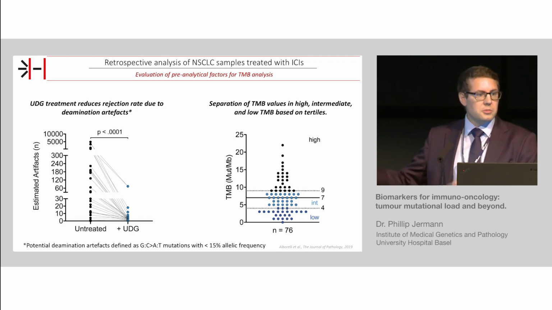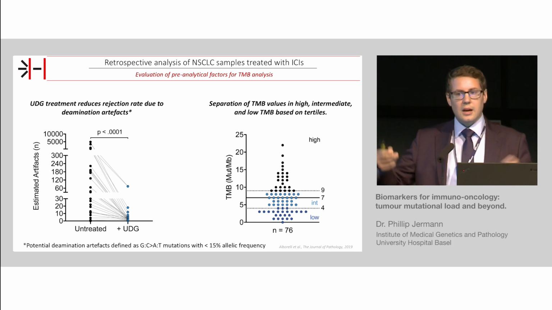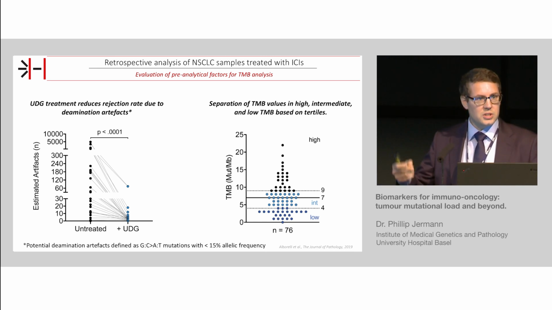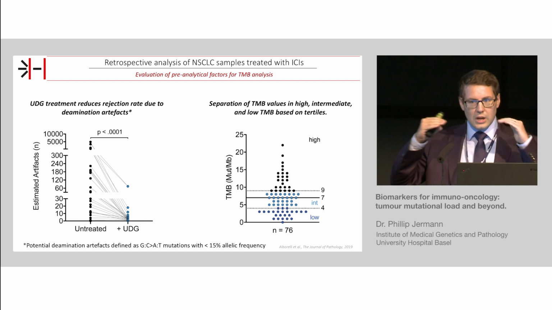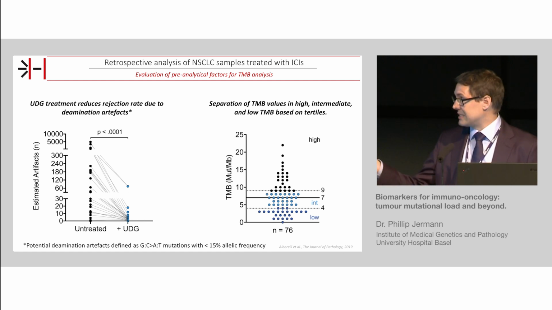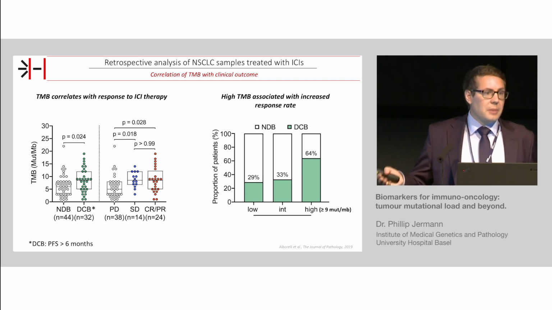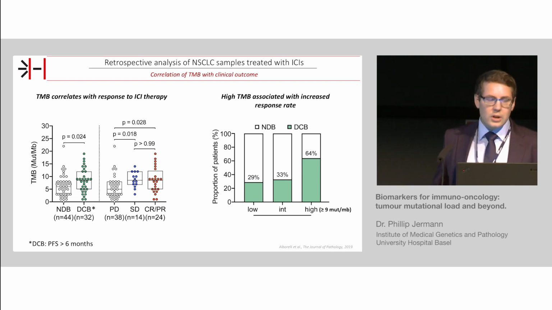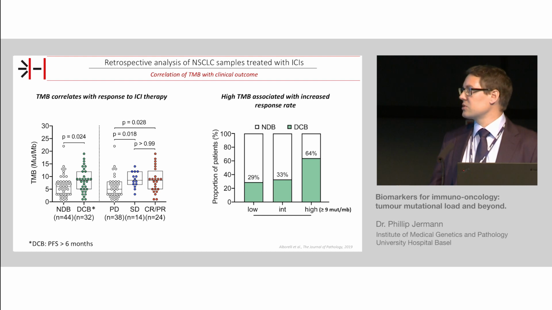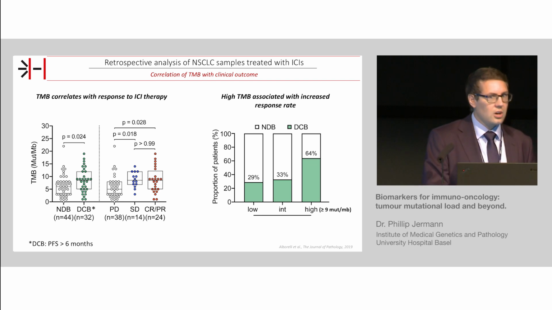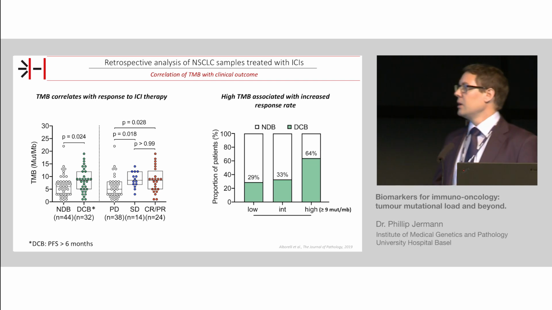Later on, we also confirmed this by doing a ROC analysis and using the Youden index method in order to calculate the optimal cutoff, which was essentially also 9. So now the main question was, does it correlate with clinical response? And what you see here in green are all the patients that showed a durable clinical benefit. This we defined as having at least 6 months of progression-free survival after start of immunotherapy.